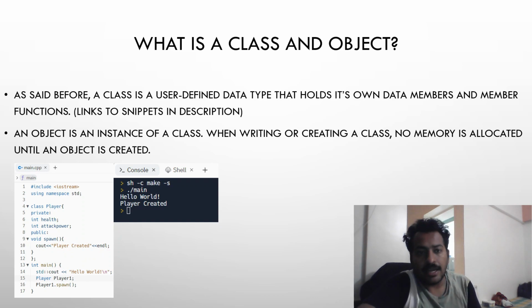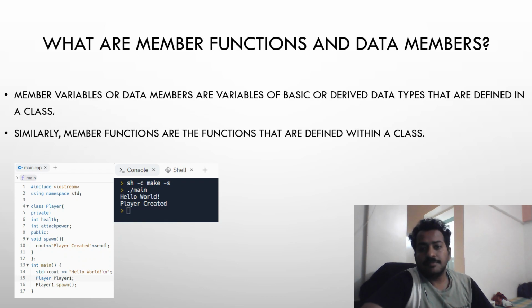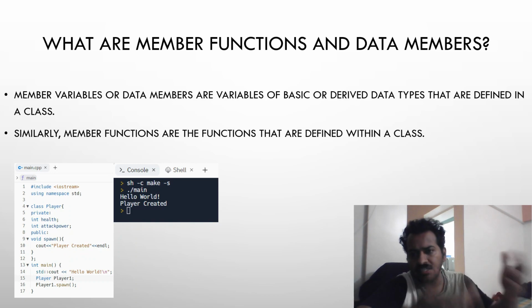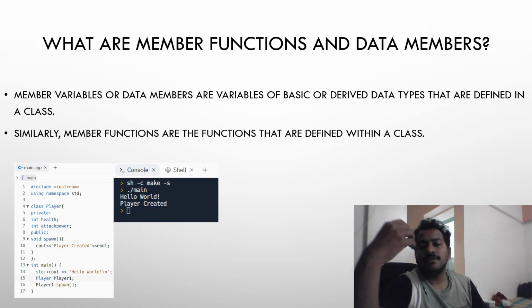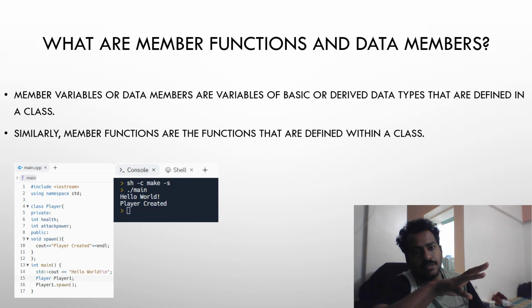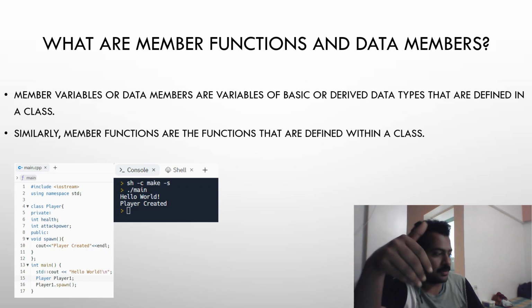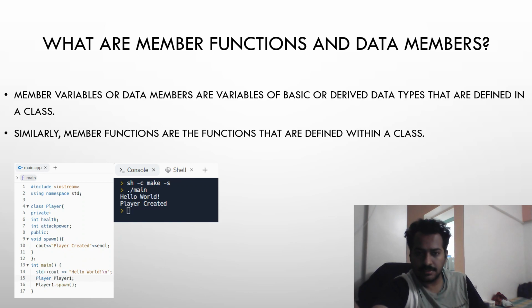Now we're going to see what data members and member functions are. Member variables or data members are basically variables of a basic or derived data type. Sounds a little confusing. Basic, derived, we'll get to that a little later. They are basically inside a class. The attributes are called data members. And the functions that we implement in every single class are member functions.